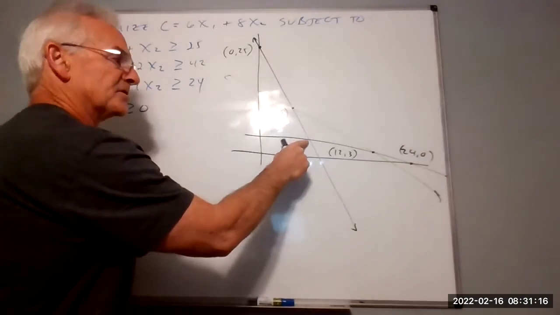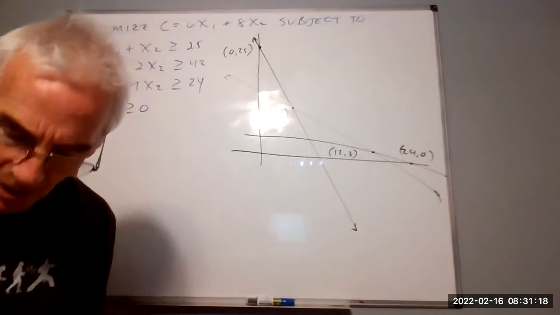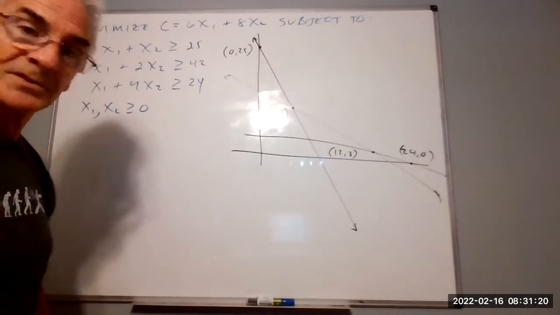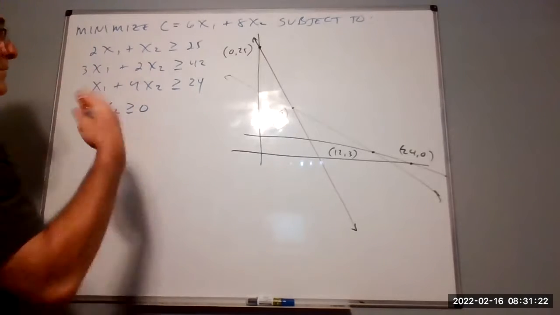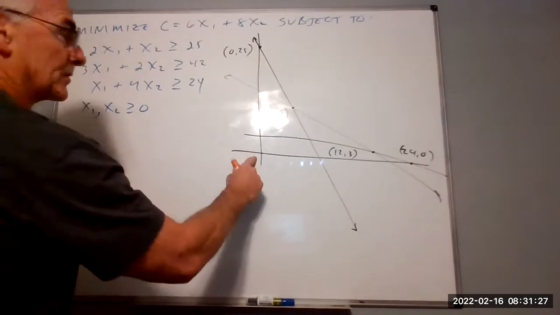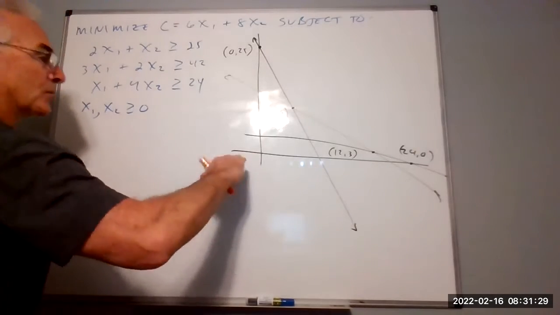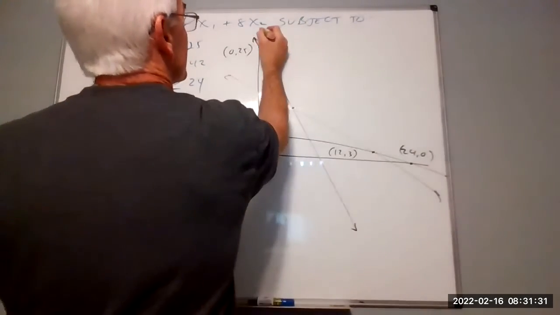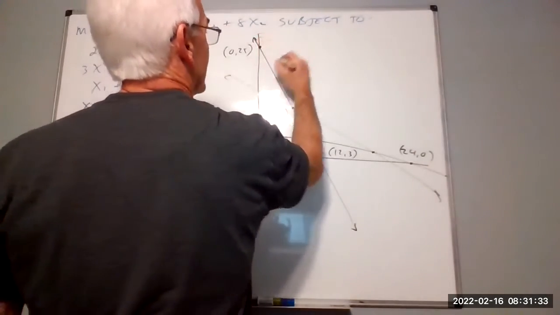You notice I'm not concerned with this point of intersection because these are all greater than or equals. That means, remember, you test an inequality by just simply testing a point. 0, 0 does not satisfy any of these, so it means I'm on the opposite side. So essentially, this is what we're looking at.